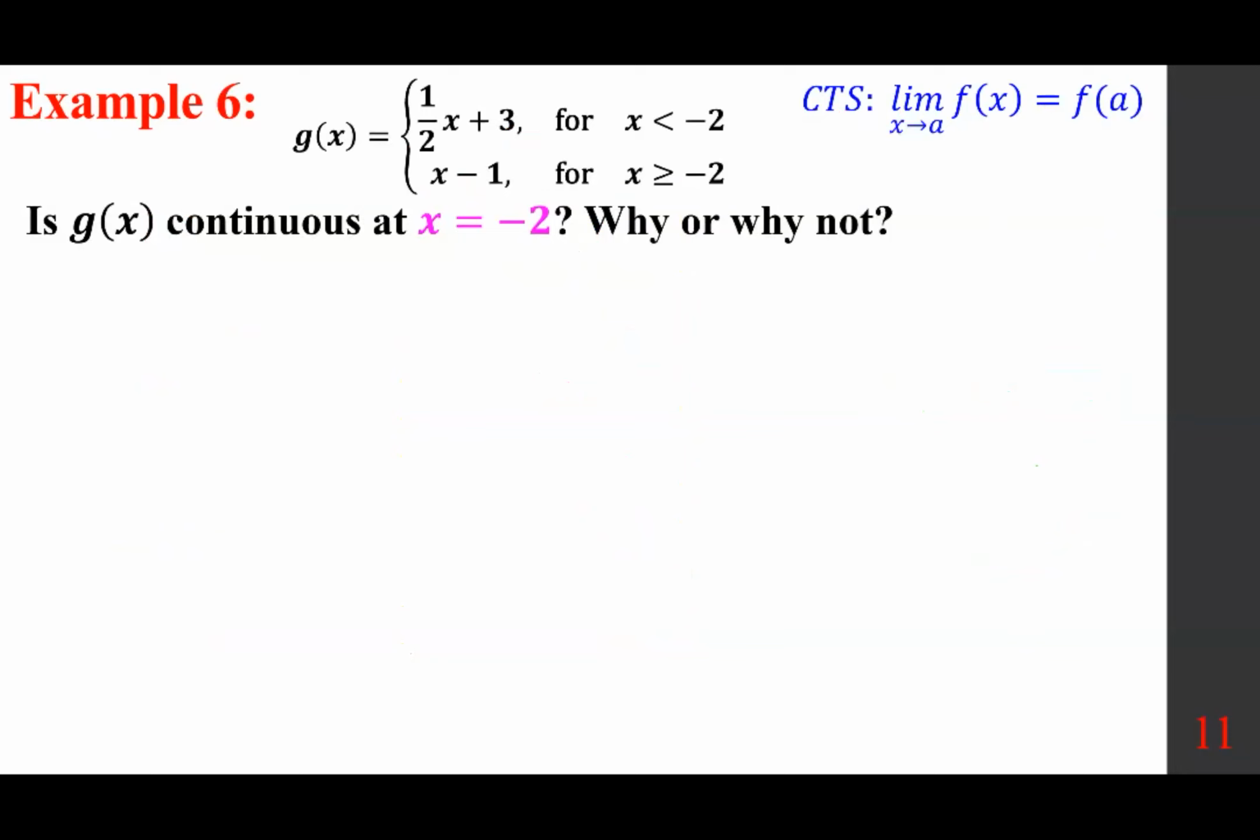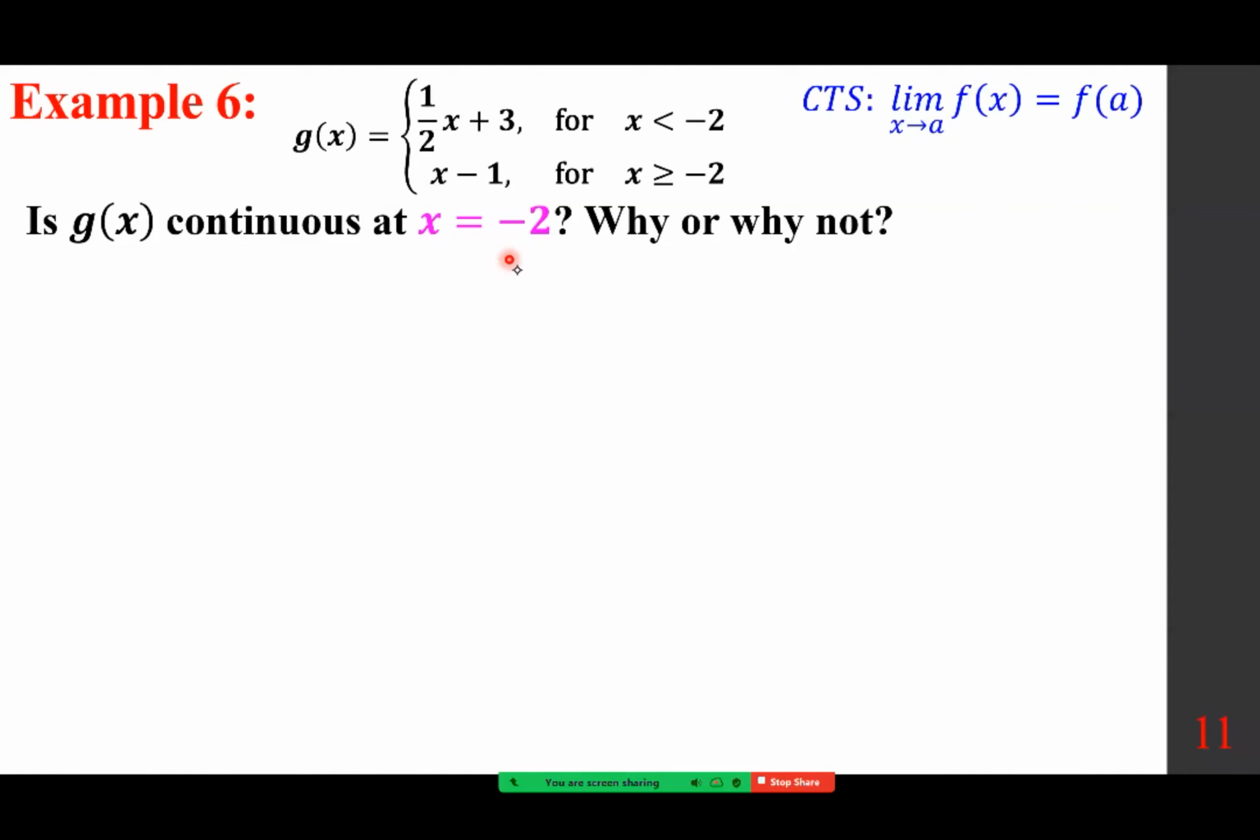G of x is a piecewise defined function as follows. G of x is half of x plus 3 when x is less than negative 2, and it's x minus 1 for x larger than or equal to negative 2. Is g of x continuous at x equals negative 2?